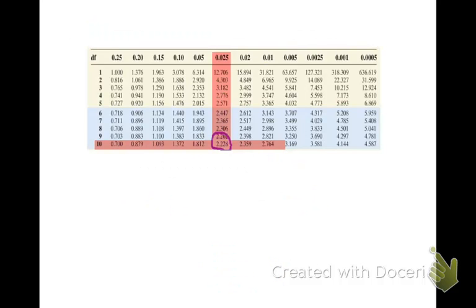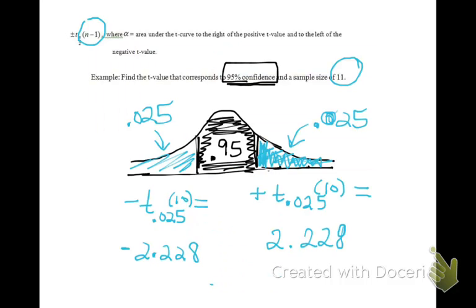I've taken my alpha value of 0.05 and divided it by 2. That's 0.025. So now in the t-table I'm looking for 0.025 with 10 degrees of freedom. That's 2.228. So we now see that there's two t-values that we can find to control this 95% in the middle. There's your lower end t-value and your upper end t-value. When you're creating a confidence interval, you always want to use the positive t-value. So here, our final answer will be positive 2.228.